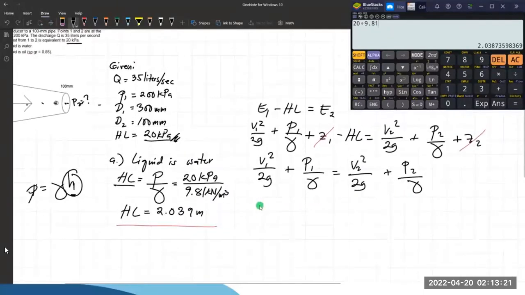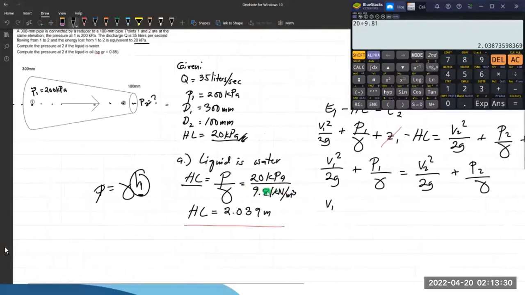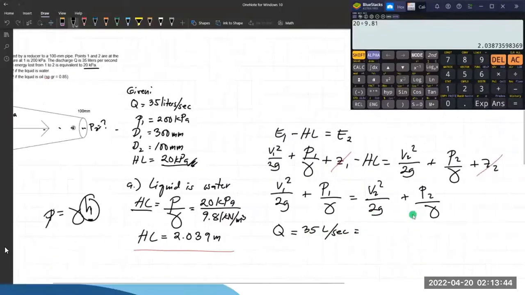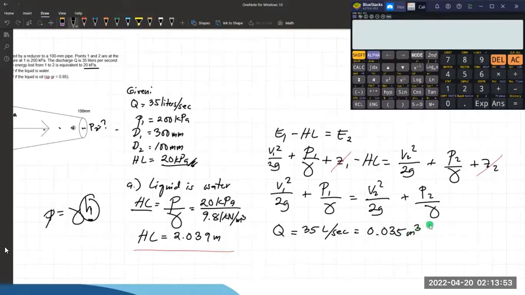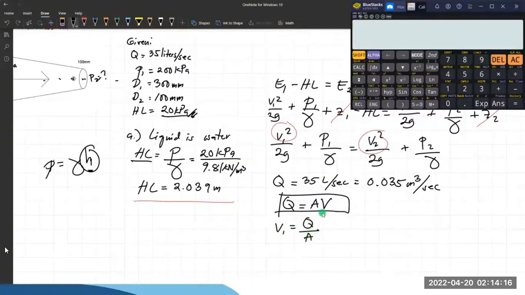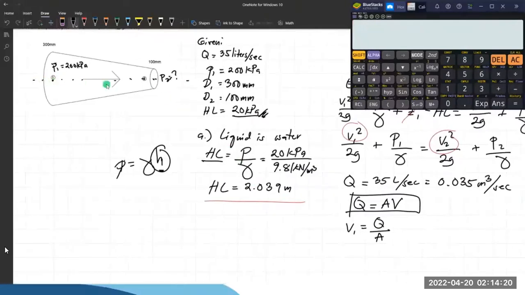We can now substitute the given values for velocity. We can determine the velocity at point 1 and point 2 by using the given discharge, which is 35 liters per second. We convert that first to cubic meters per second by dividing by 1000. That's 0.035 cubic meters per second. Now, discharge equals area times velocity, so to determine the velocities at points 1 and 2, we can use this formula. The velocity at point 1 is equal to discharge over area. The discharge is always constant from point 1 going to point 2.